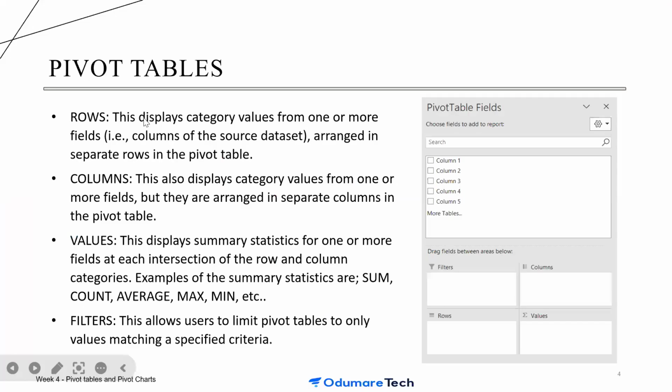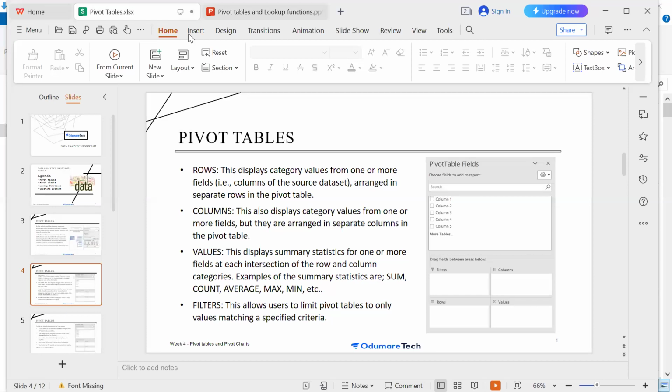All right, so the rows, this displays category values from one or more fields. That is, columns of the source data arranged in separate rows in the pivot table. Once you start putting all those data, you start seeing what I'm talking about. The column area also displays category values from one or more fields, but they are arranged in separate columns in the pivot table. Values, this displays summary statistics for one or more fields at each intersection of the row and column categories. Examples of the summary statistics are sum, count, average.